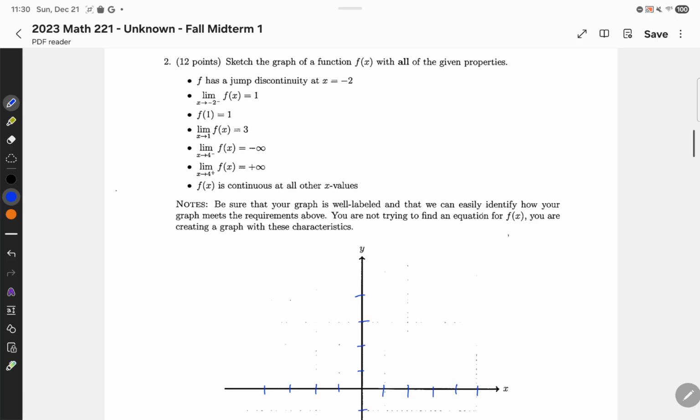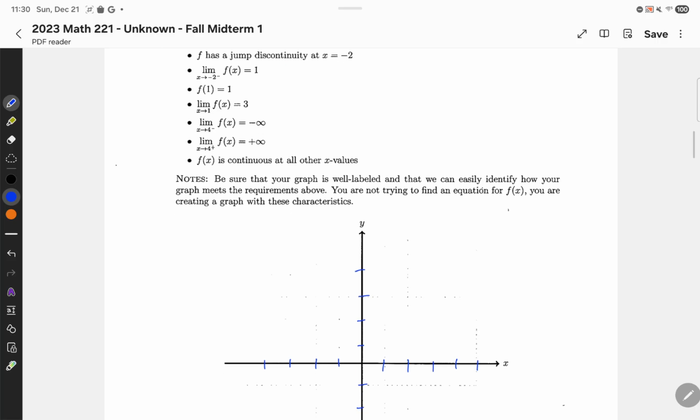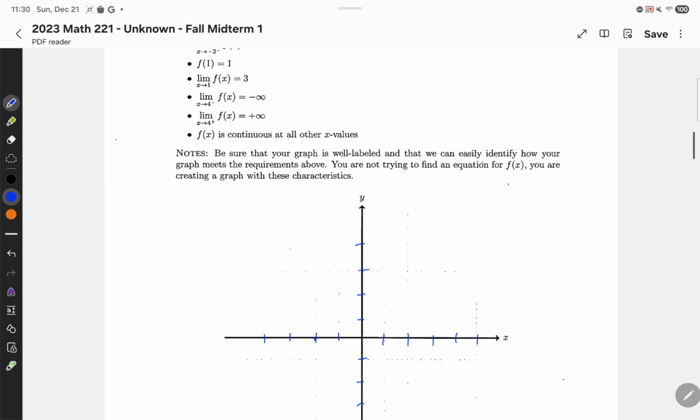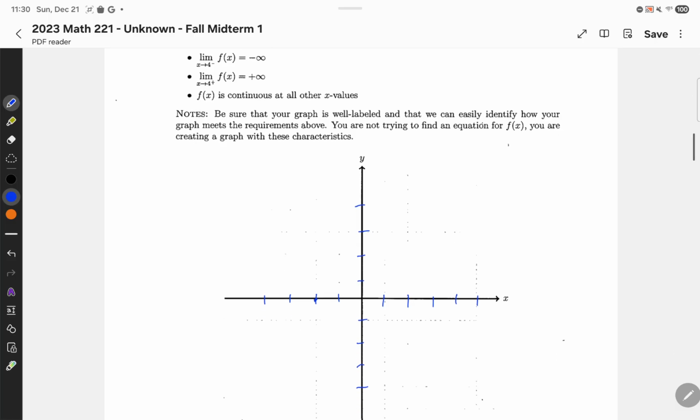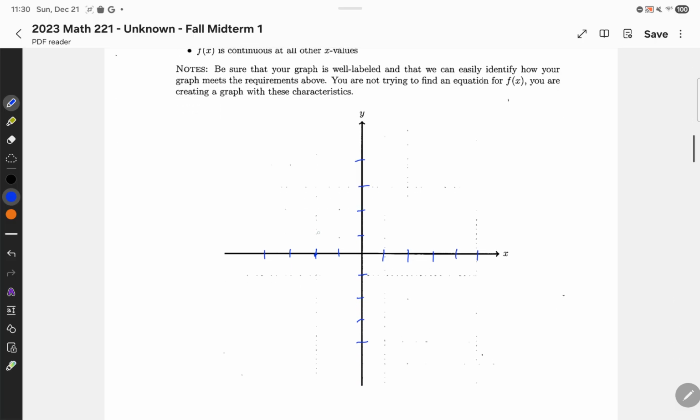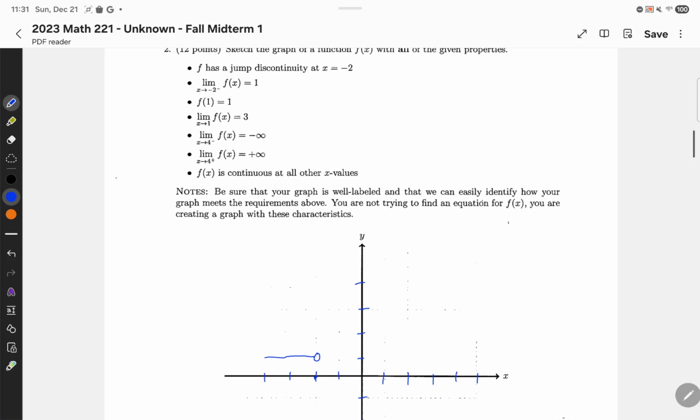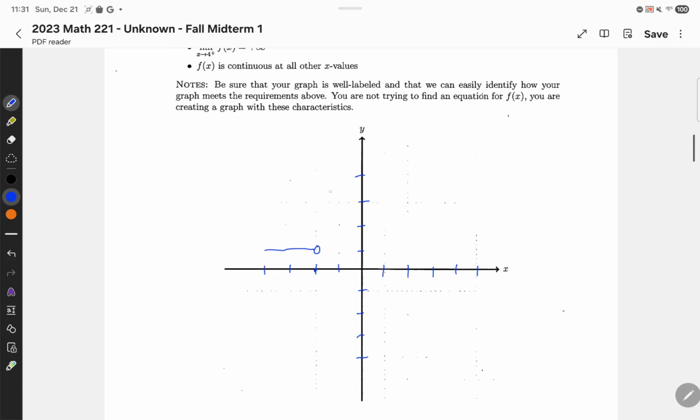So f has a jump discontinuity at minus 2. So we're going to have something weird happening right around here. And then we have the limit as x approaches minus 2 from the negative side is 1. So let's go ahead and go to 1. We're going to have a jump discontinuity. And we know as we approach this, we are getting closer and closer to the value of 1. So that'll fulfill that requirement. And we have the jump discontinuity, but it doesn't really say anything about where we have to jump to. So let's go ahead and just throw it up here at 3.